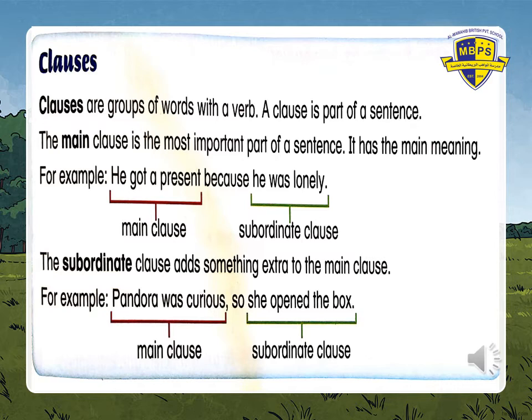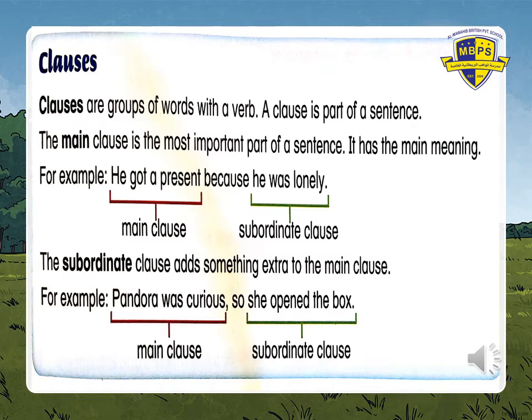For example, he got a present. It's a main clause. He was lonely. That's the subordinate clause. There is another example. Pandora was curious. That is the main clause. She opened the box. That is the subordinate clause. Students, subordinate clauses add extra to the main clause. They are used to enhance the meanings of the main clauses. And you can see the use of joining words, conjunctions, because and so, to join these two clauses.